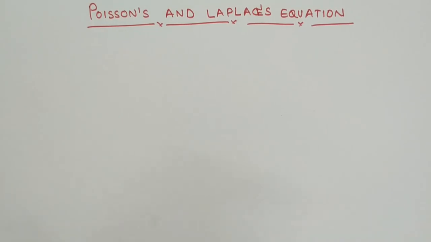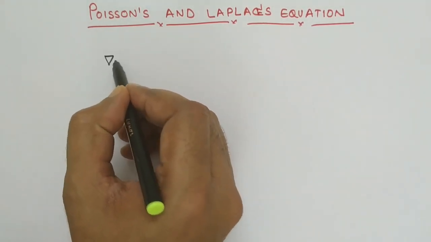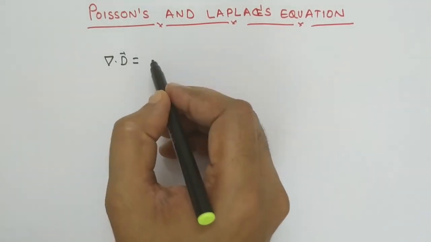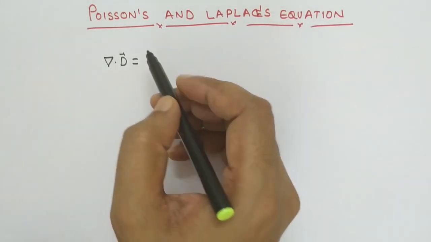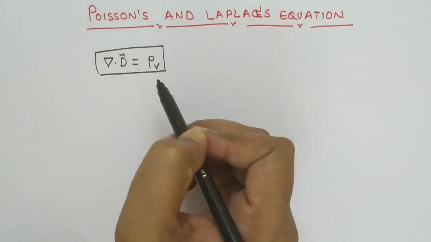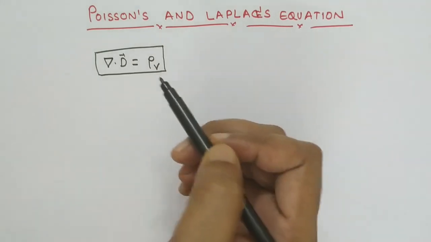So in today's lecture, we are going to discuss the Poisson's and Laplace's equation. From Gauss's law, we already know that del dot D, that means the divergence of electric flux density, is equal to volume charge density. This is also called the point form of the Maxwell equation, which is equation 1 of the Maxwell equations in the point form.